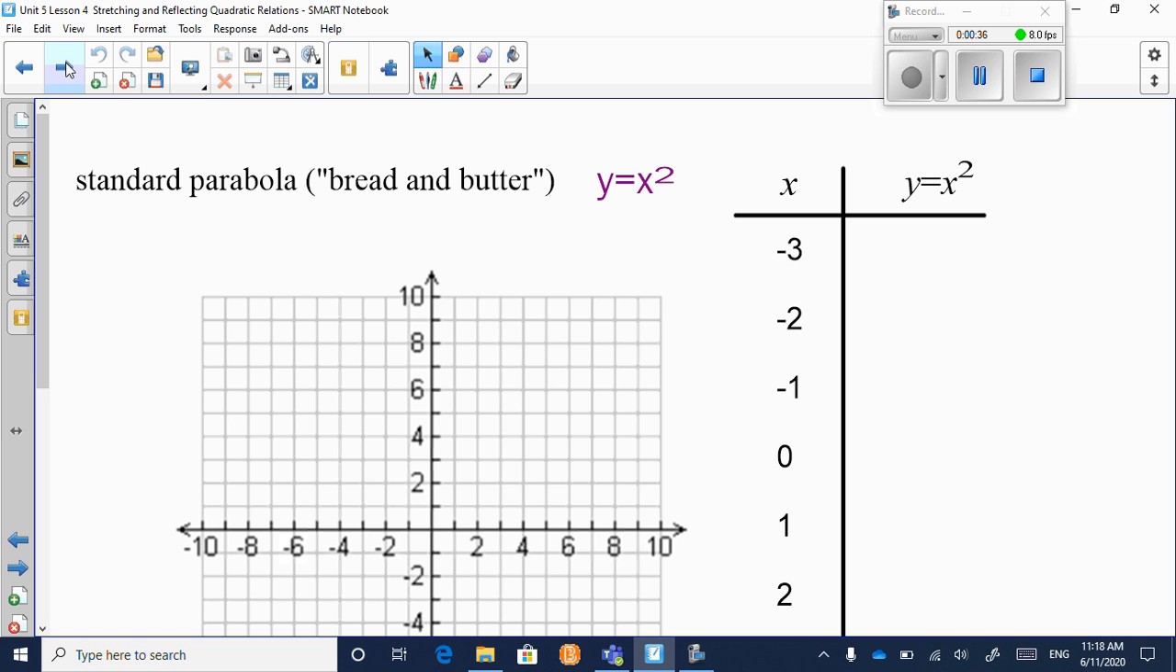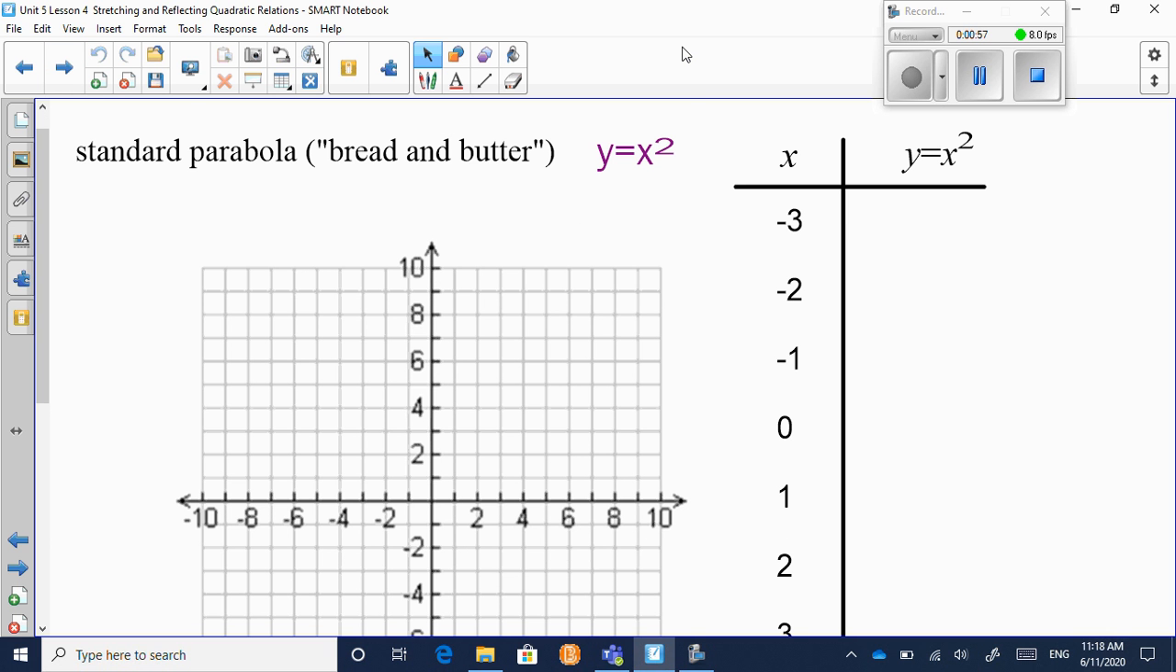One thing I want you to keep in mind as we go through this lesson and in future lessons is the idea of the standard, or what I call the bread and butter parabola, in mind, and that's y equals x squared. I'd like you to think about its graph and its table of values. So let's try this out. Let's graph this standard parabola.